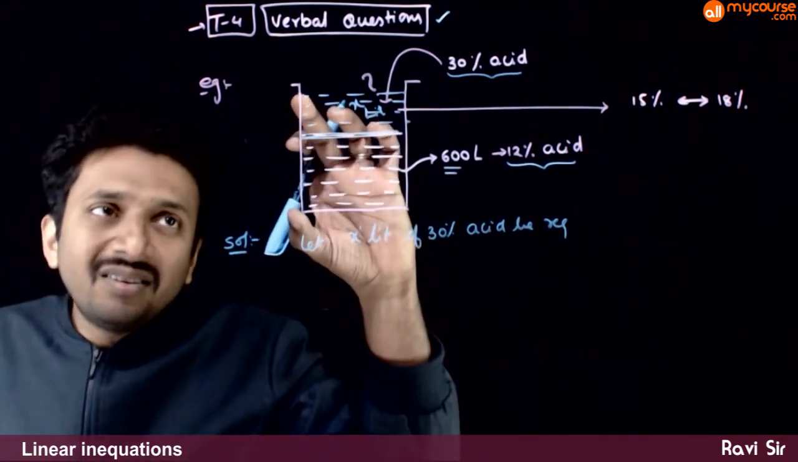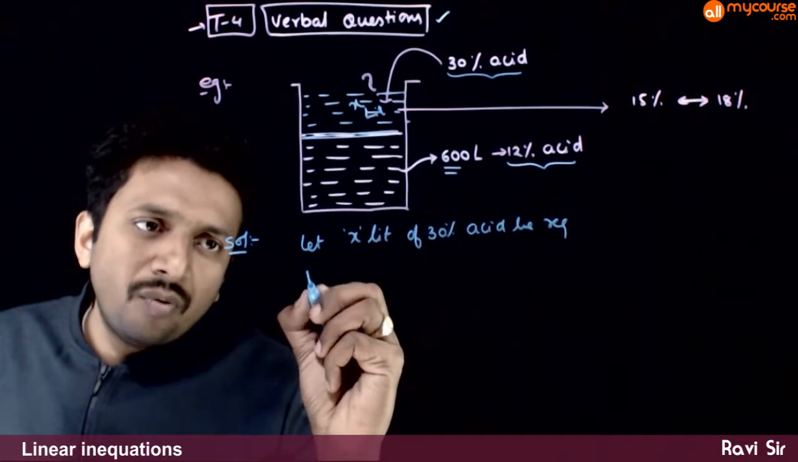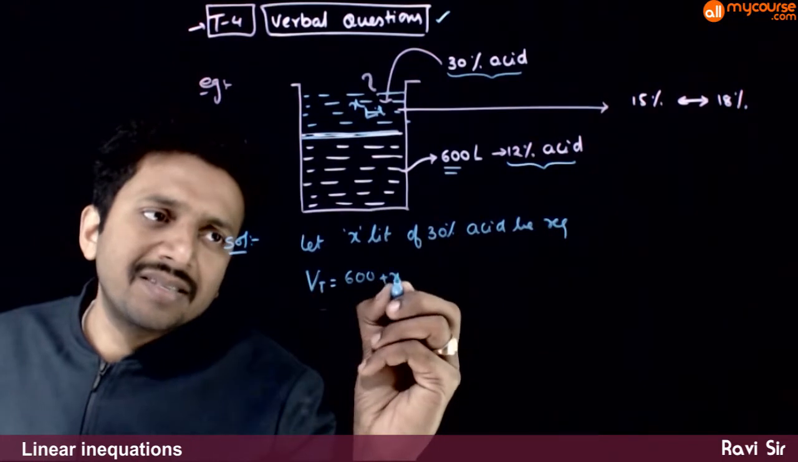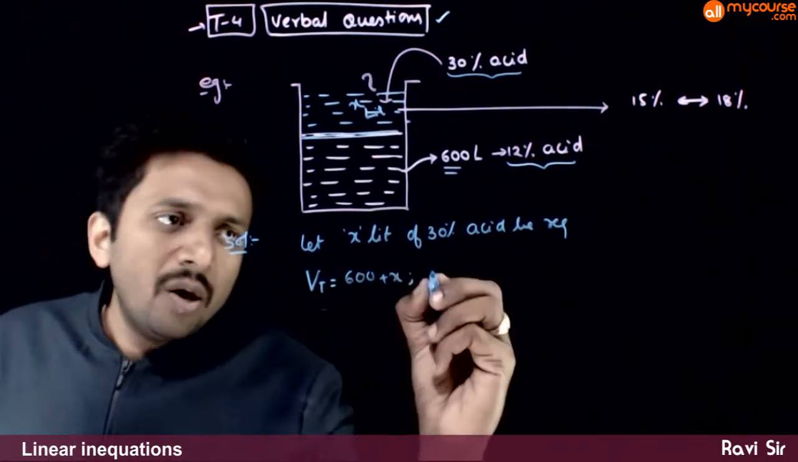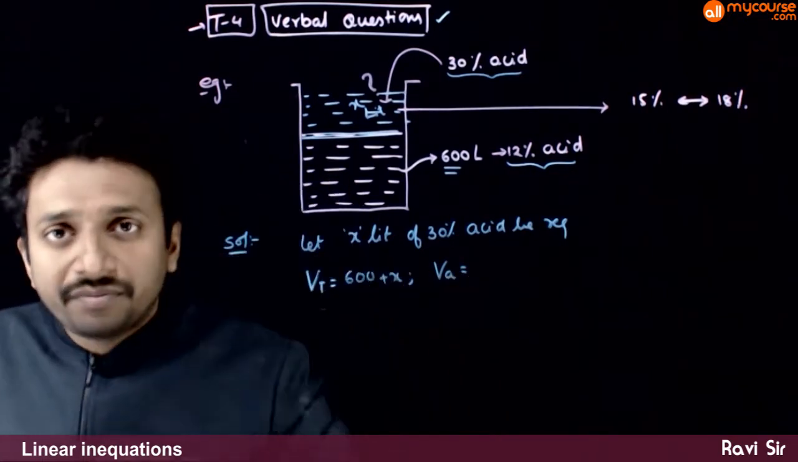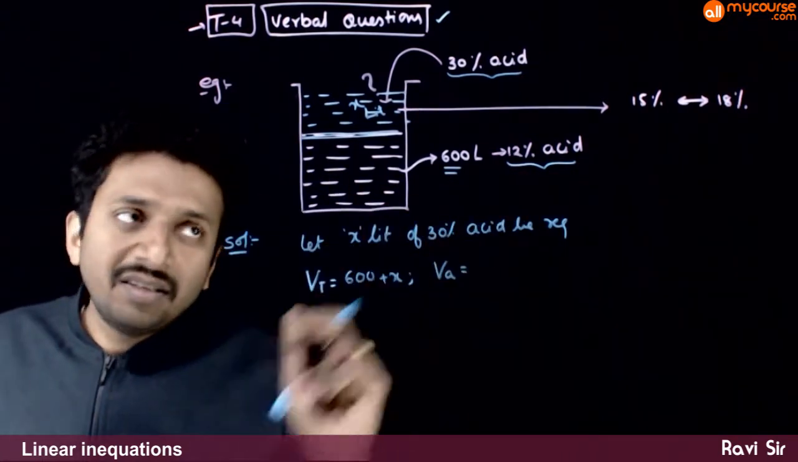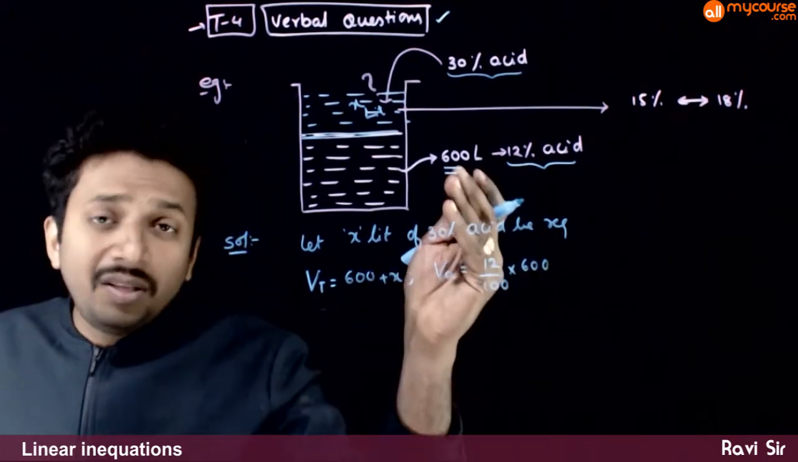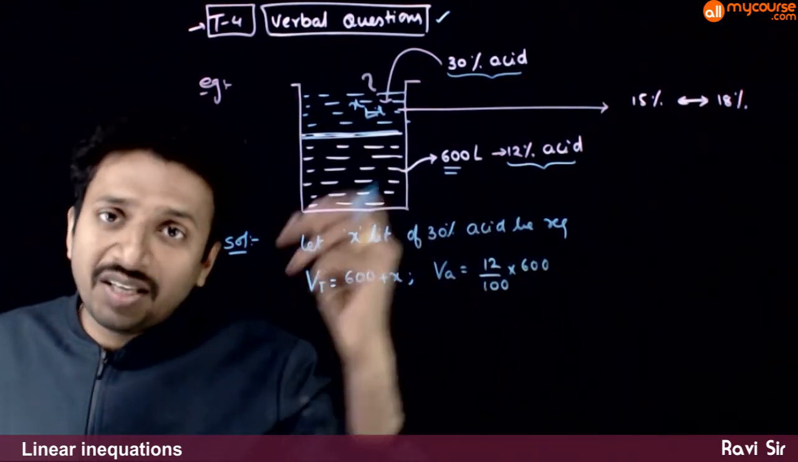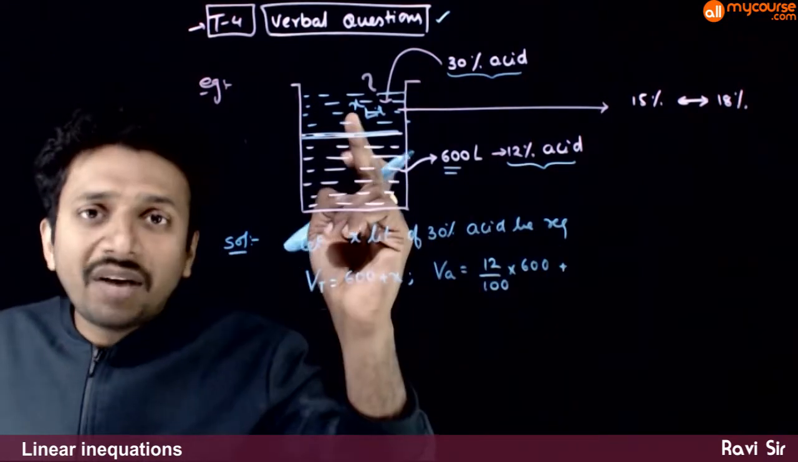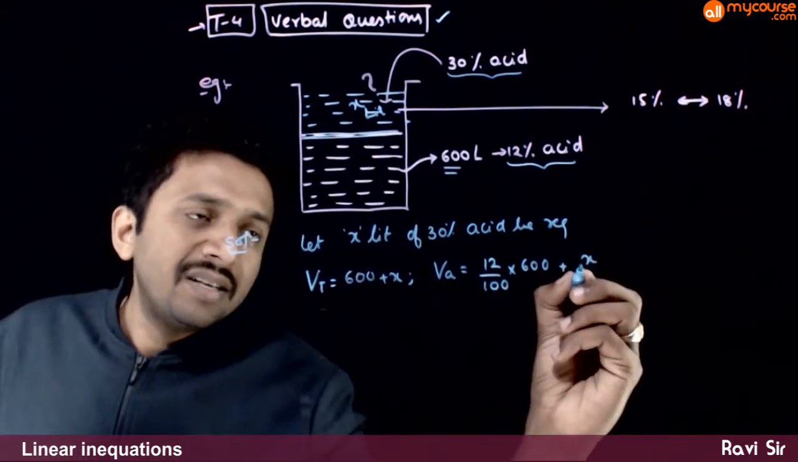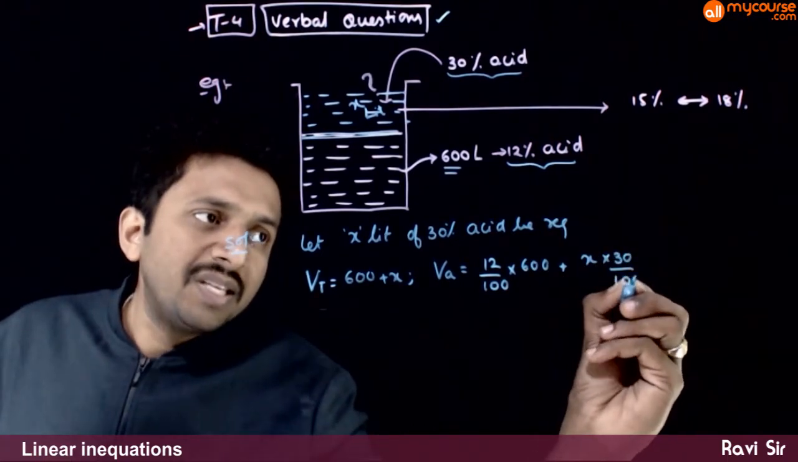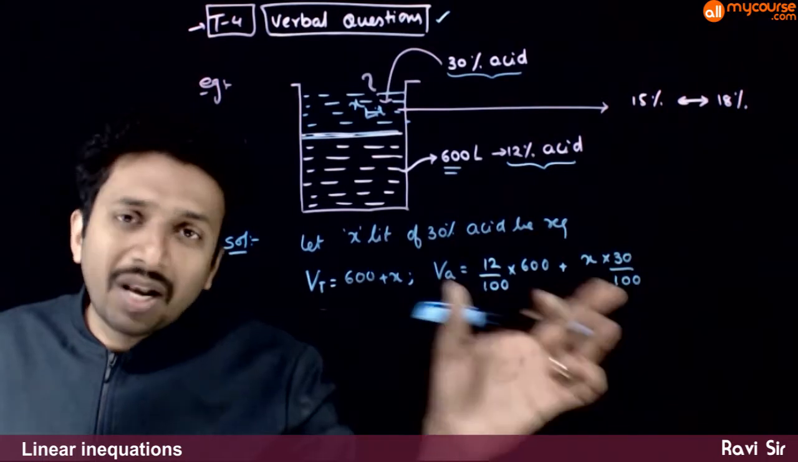So now what is the volume of the total solution? The volume of the total solution is nothing but the initial volume, 600, plus x, right? And what is the volume of acid present in the solution now? Initially you have 12% acid, that is 12% of 600. So in this 600 liters, 12% is acid initially, plus now what have we added? We have added x liters of 30% solution, that is 30% of x liters. So this is the total acid present.